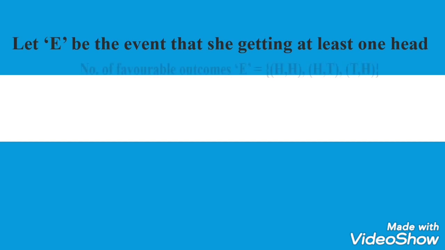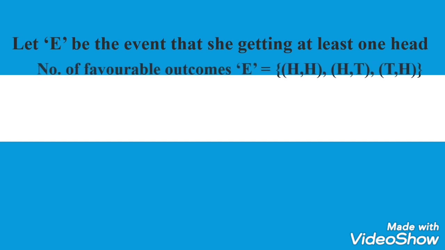The number of favorable outcomes: it may be 2 heads, then head-tail, and tail-head. We can't take tail-tail because there is no head present there. Without that, I take the remaining 3. So the total number of favorable outcomes n of E equals 3.